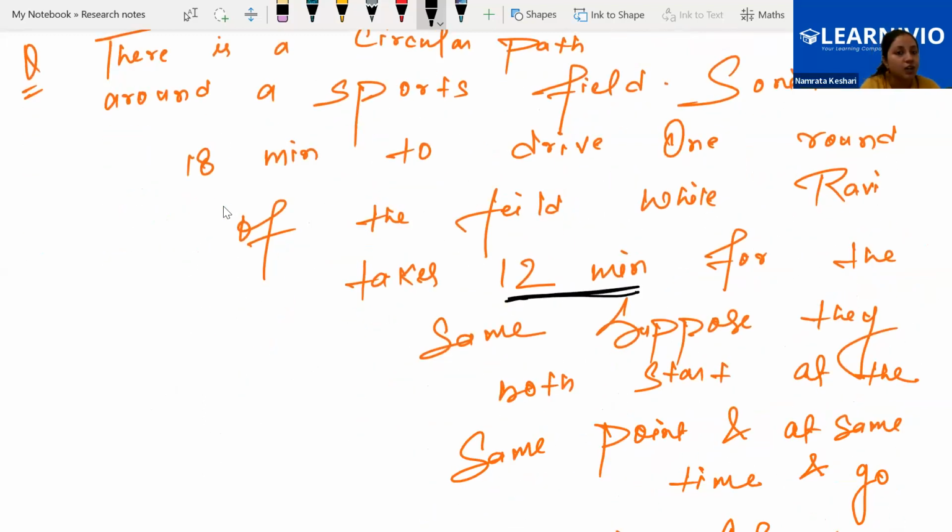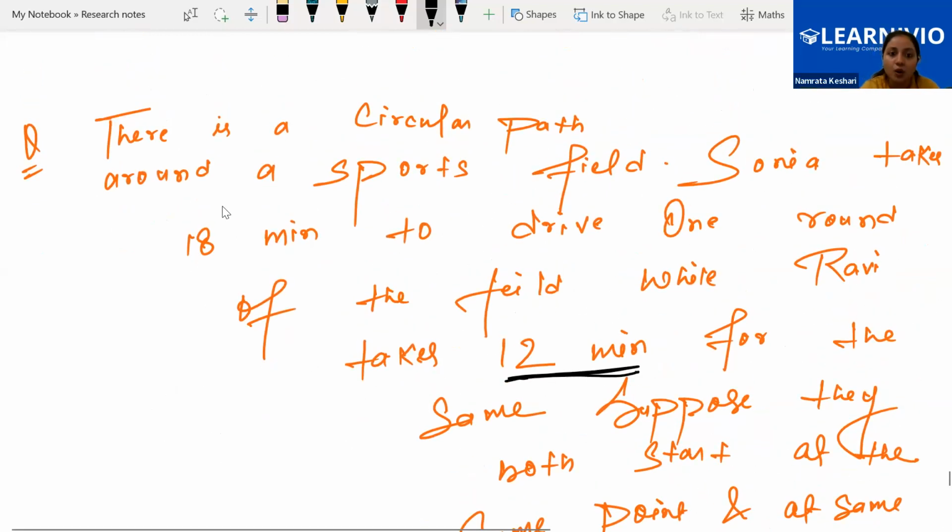Here 12 minutes is one of the numbers I can see in the question, and apart from that I can see 18 minutes. So directly we can go ahead and find the LCM over here. Okay, this is the LCM of 18 and 12. Whatever the LCM will be, that much time in minutes they will take to meet again.